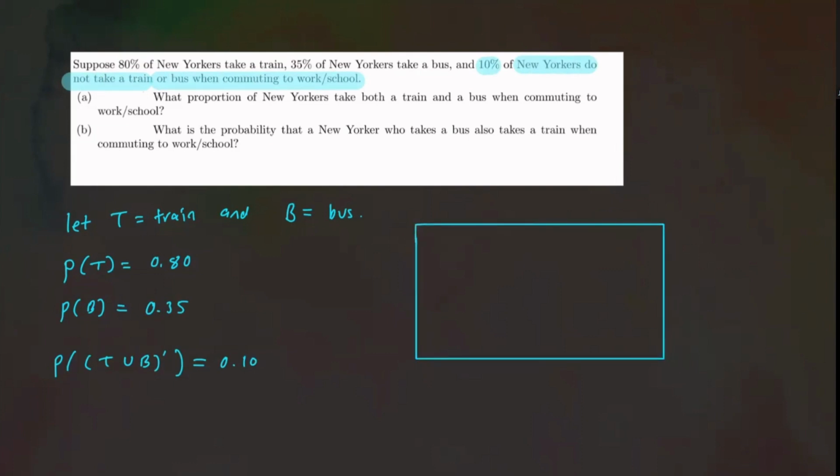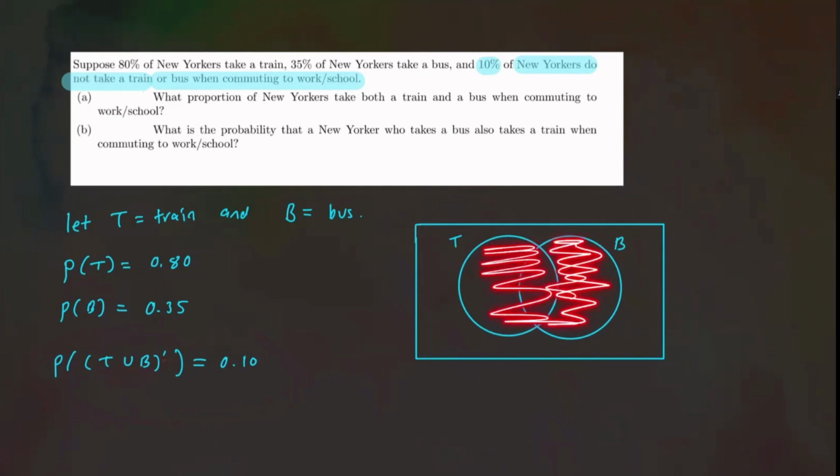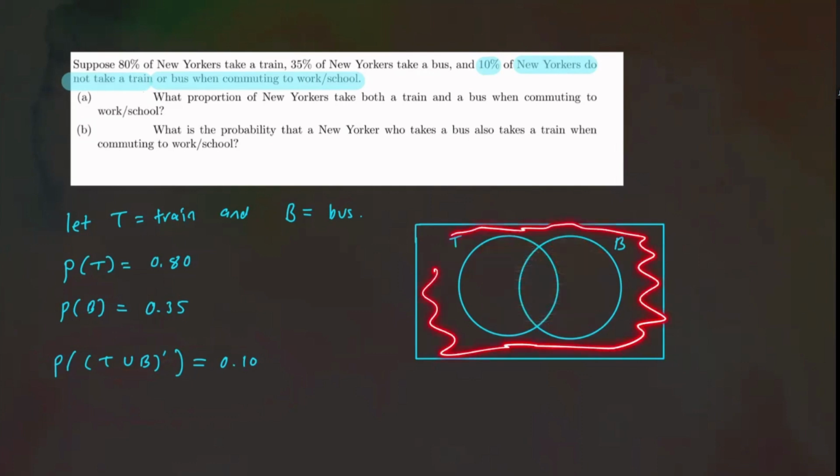Using this information, we can draw a Venn diagram for ourselves and figure out what we're looking for in parts A and B. Suppose that's our universal set. Here is the set T, and let's call this the set B. Now I'm going to put down this information first, because this is the complement of T union B. T union B is all of this, which means the complement is what's on the outside of the circles. That's the rectangle, so that is going to be the value of 0.10.